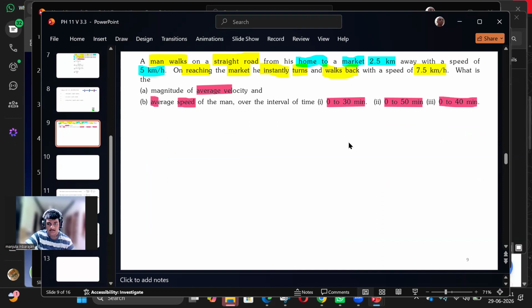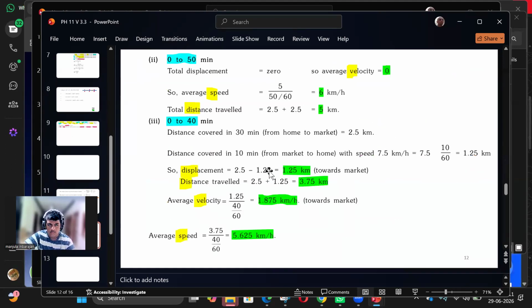Yesterday we did this, 0 to 40 minutes, 0 to 50 minutes, till that I did. Yeah, 0 to 40 minutes you have to do now. For 0 to 50 minutes, the average velocity will be 0 because it's reaching the same point. But average speed will be the distance, which is 5 kilometers, divided by 50 minutes. You have to convert to seconds. Average speed, 5 kilometers.